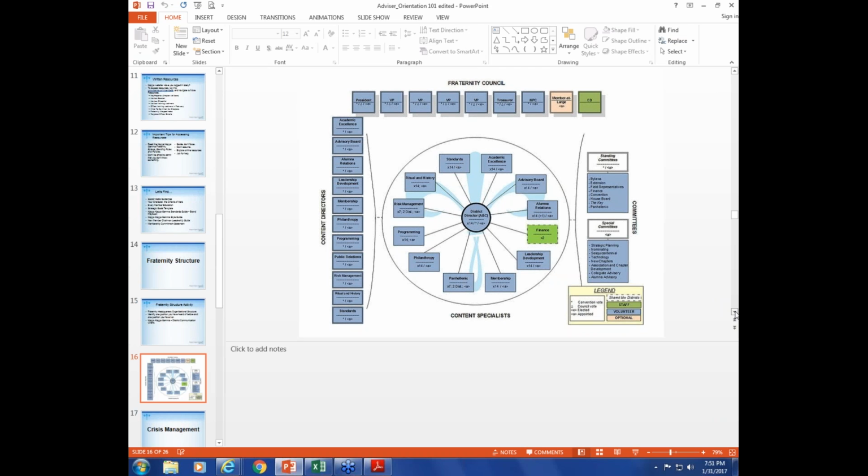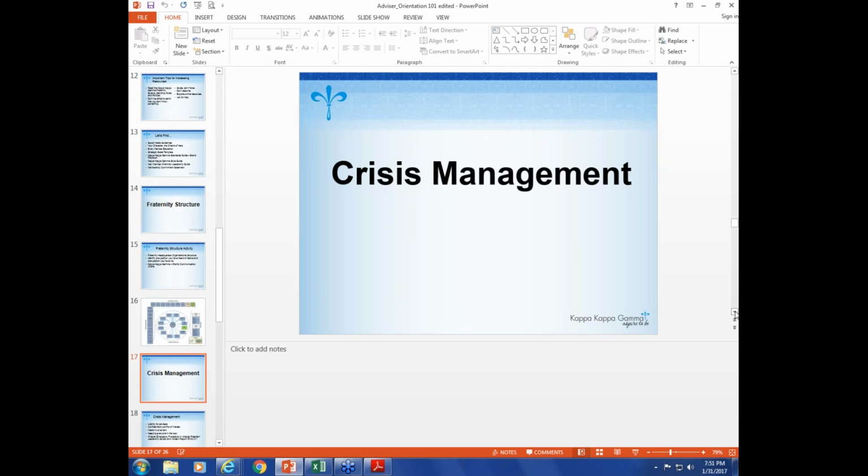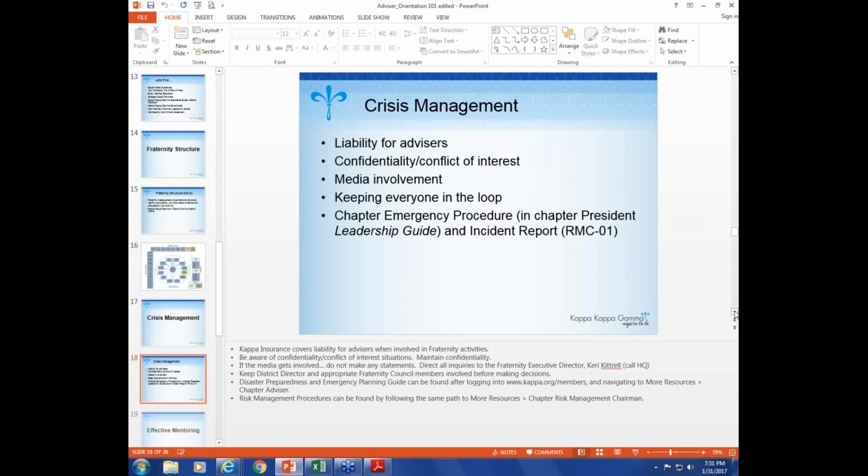Okay, let's move on then to crisis management. And as I said, and Katie's going to help me out with this one, this is something that every advisor needs to be aware of. It's not just the risk management advisor. It's not just the events advisor. Almost every advisor, your officer has something that she needs to understand about this.